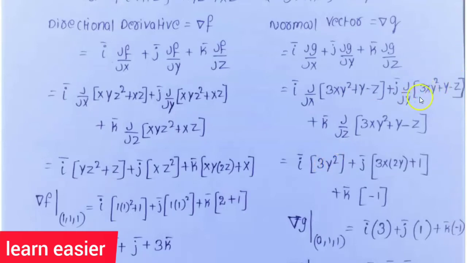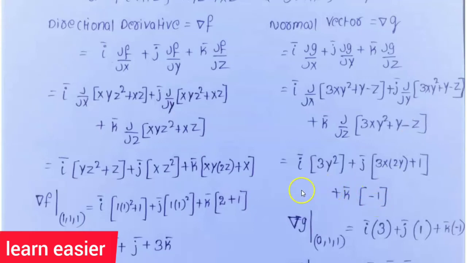And here we have to differentiate this function with respect to y by taking x and z as constant. So here we have the y square term, so the derivative of y square is 2y. So we get 3x into 2y, and the derivative of y is 1 and the derivative of z is 0. And here we have to differentiate with respect to z by taking x and y as constant. So this term doesn't contain z, so its derivative is 0, and the derivative of y is 0, and here we have the z term, so the derivative of z is 1, so we get minus 1.